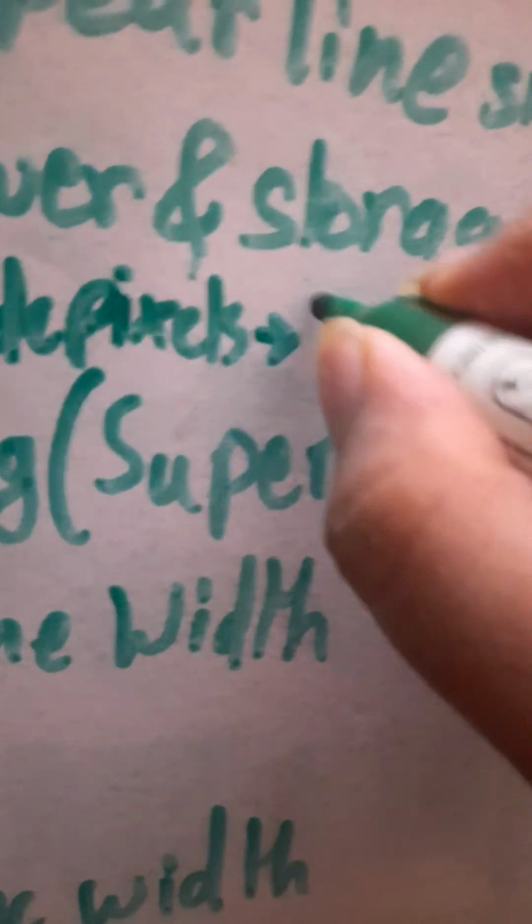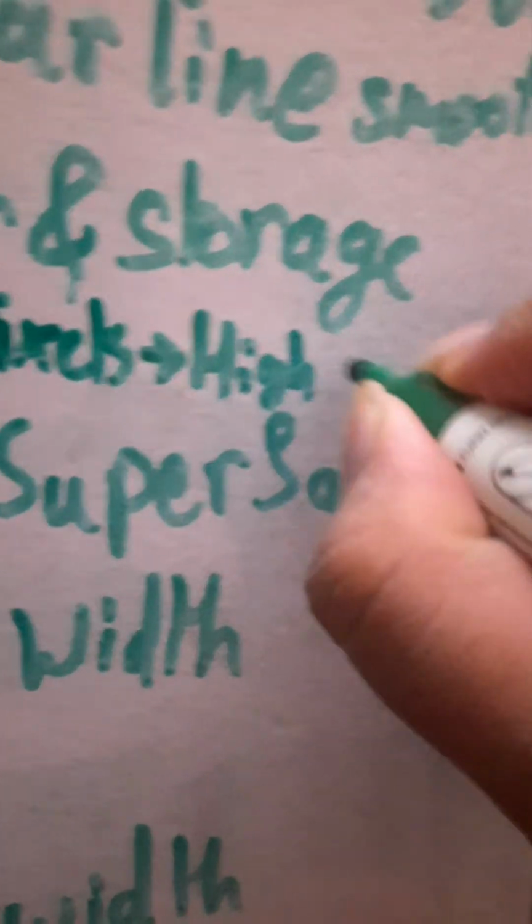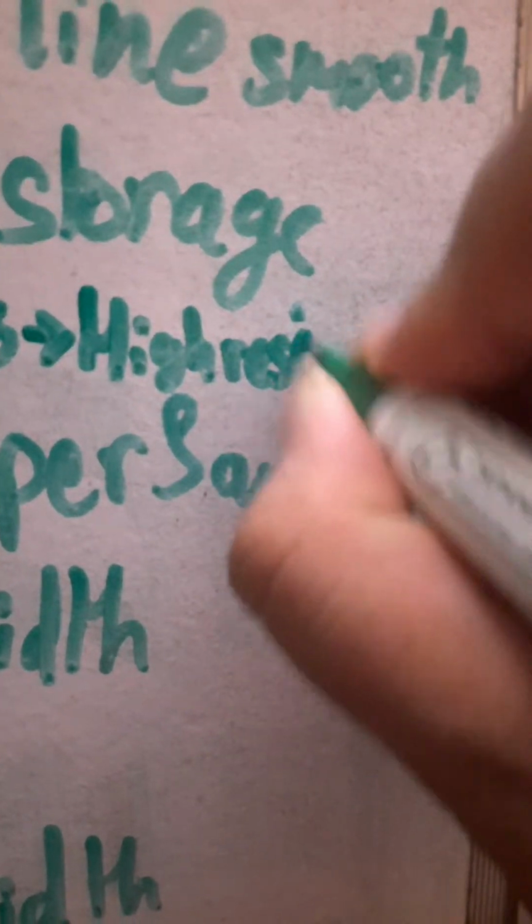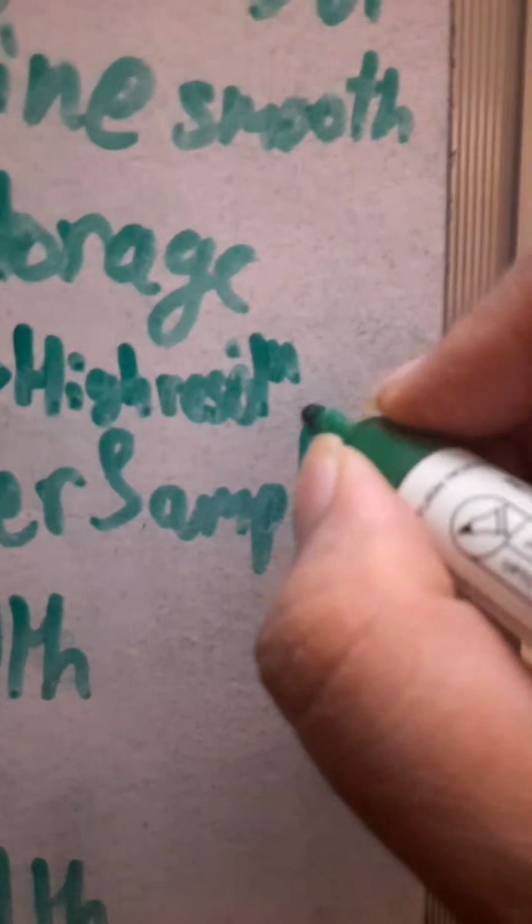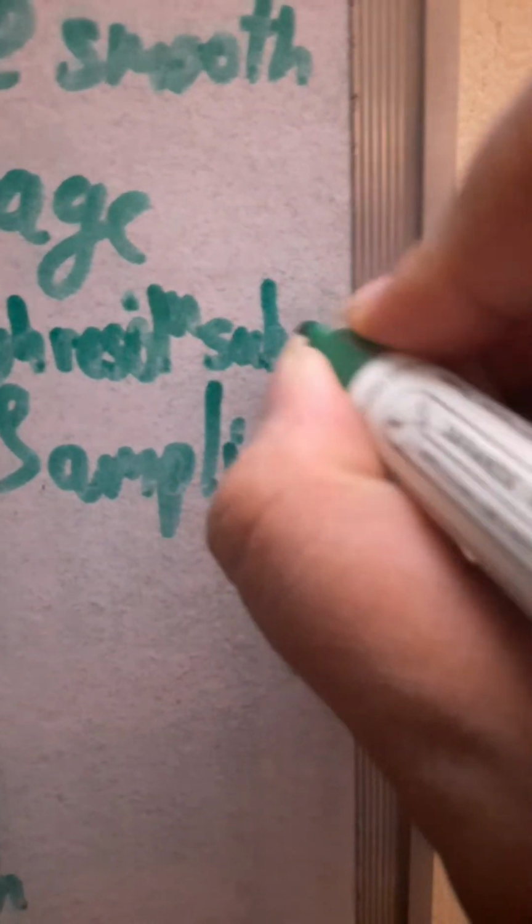And in supersampling or post filtering, what do we do here? Here we divide pixels into high resolution subpixels. Oh my god, I don't even have space to write it now. I'm gonna shift downwards, I guess.